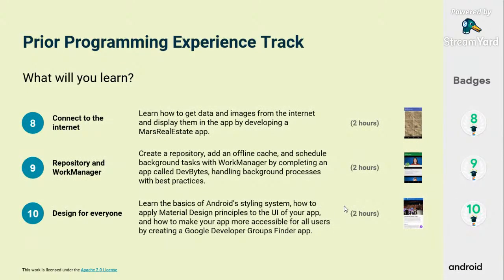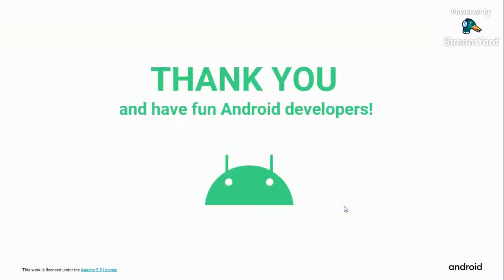Then we are going to learn how to connect our app to the internet and get data from there, connect our databases, and get images from the internet like other apps do. After that we will learn repository, WorkManager, and design for everyone. After that, I think in the fourth session we will learn how to build an app, live coding with our apps. In the next session we will learn coding, Kotlin basics and many more things. So stay tuned, and if you have any questions you can ask in the comment section.